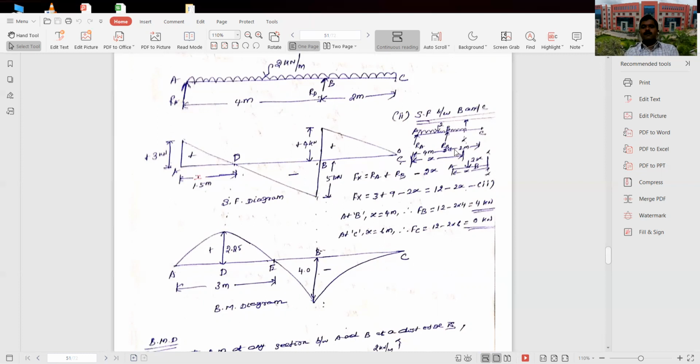So this is the f of x equation. Ra will be 3 kilonewton, Rb will be 9 kilonewton, minus 2x. Therefore 3 plus 9, 12 minus 2x. This is equation 2.